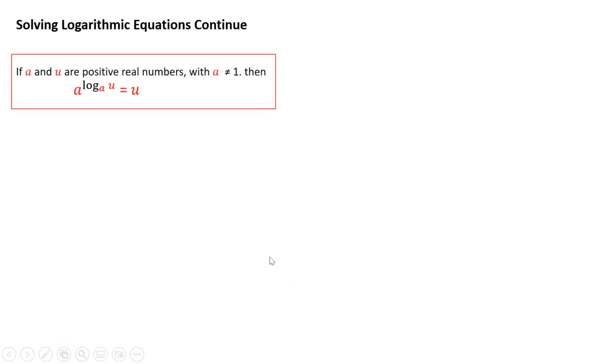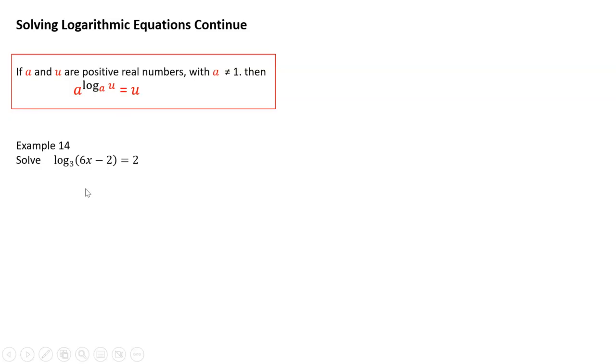Now, here are more properties. Okay? If A and U are positive real numbers with A not equal to 1, then A raised to the power of log base A of U equals U. If you notice, guys, the A is my base here, right? Also, the A is the same base for the log. So if both bases match, then all you do is bring down the U. That's why A to the log base A of U equals U.